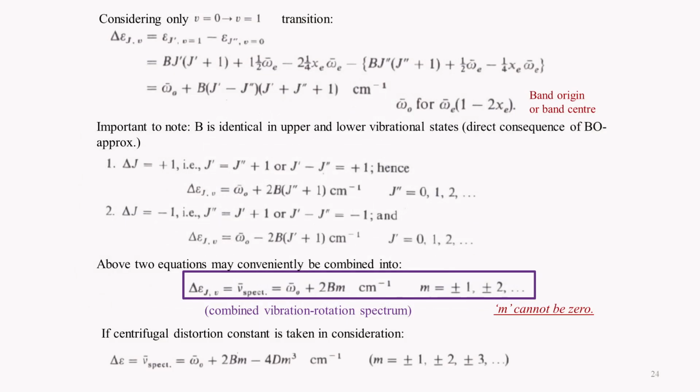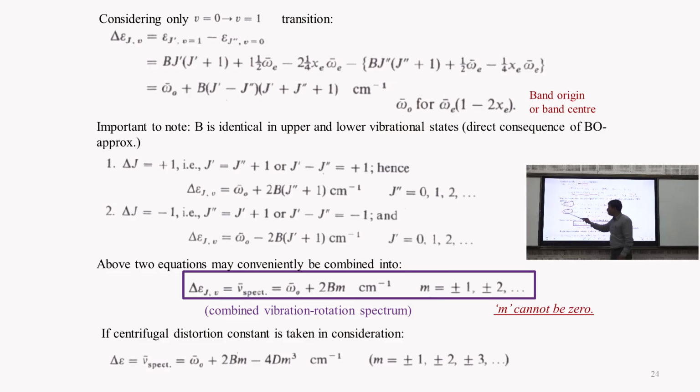Then we have to get an expression for that. Expression development is very easy. V equal to 0 to 1 only you are considering. So you will have an expression. After this expression, you have to consider two scenarios. One is delta J plus 1, another is delta J minus 1. So with delta J plus 1 considered, you get the expression omega 0 plus 2B (J double prime plus 1), and for the other, omega 0 minus 2B times this one. There is no derivation, nothing. These are very simple. So you have two expressions, this one and this one.